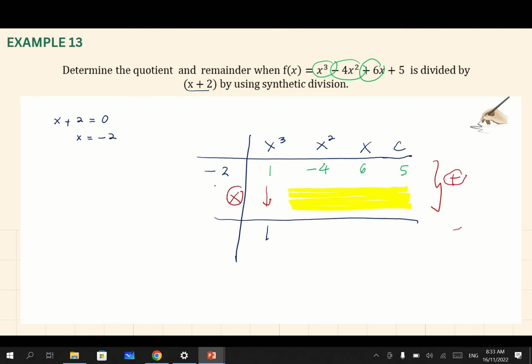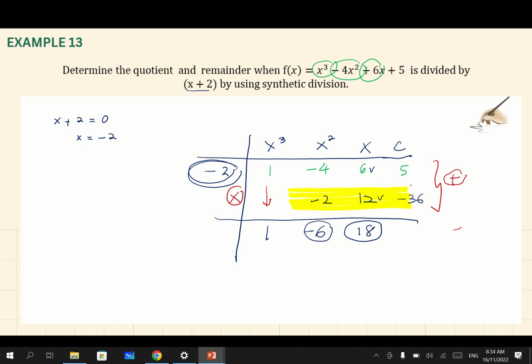Okay, so 1 darab dengan negatif 2, kita dapat negatif 2. Macam tu. Okay, so yang tengah-tengah ni operasi tambah, negatif 4 tambah negatif 2, kita dapat negatif 6. Okay, negatif 6 darab lagi dengan negatif 2, kita akan dapat 12. 6 tambah 12 dapat 18. Okay, 18 darab lagi dengan negatif 2, so kita akan dapat negatif 36.